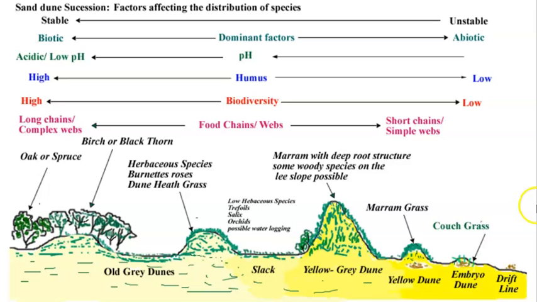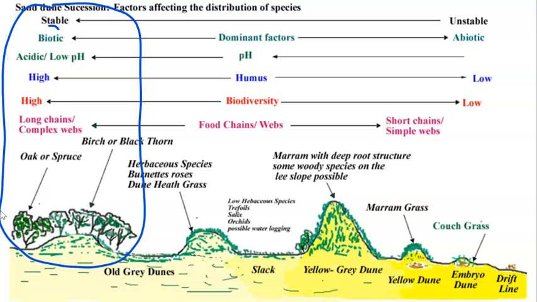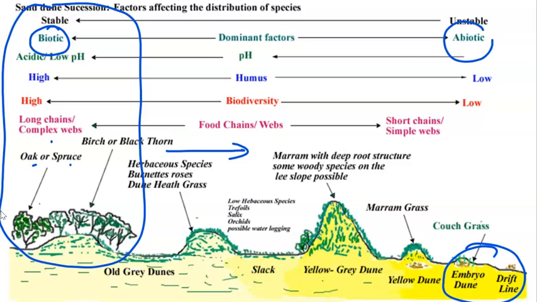we move from an area of higher stability where biotic factors dominate, the location of oaks and spruces with longer food chains and complex webs. But as we move towards the foredunes, the embryo dunes down here, the biotic factors begin to change, to be replaced by abiotic factors. We become less stable, unstable. The humidity, the humus in the soil, the organic content decreases. The diversity of organisms decreases. The length of the food chain decreases, and the webs are less complex. This is another example of the serial stages.